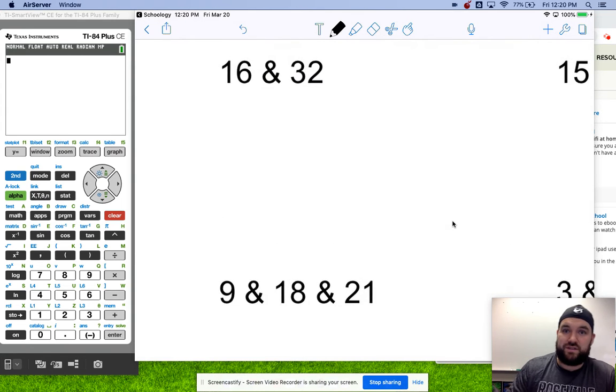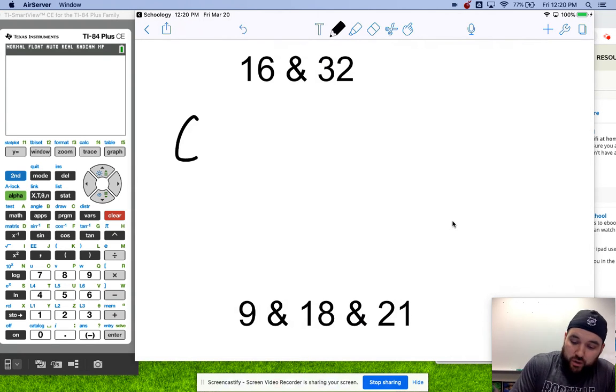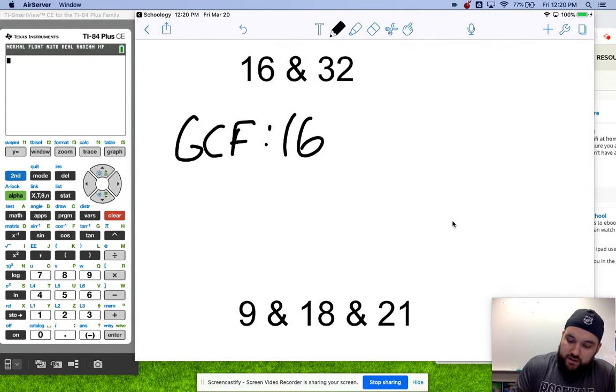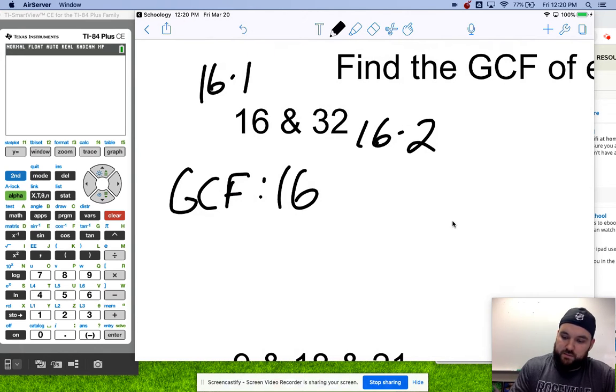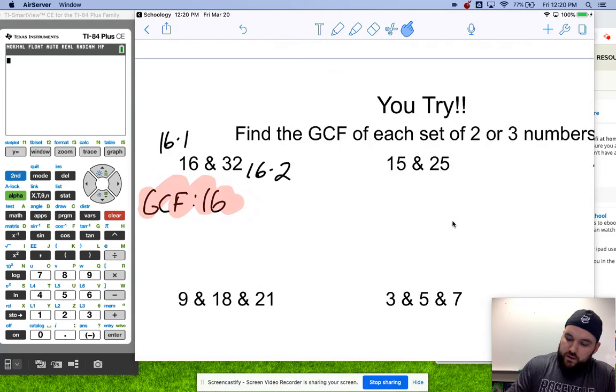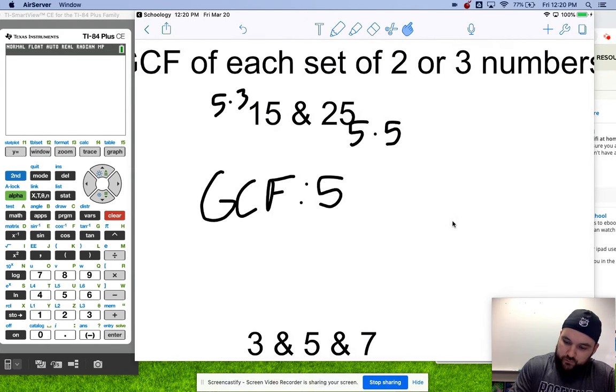All right, 16 and 32. This is actually a tricky one right out of the gate, right? 4 goes into both, 8 goes into both, but actually the greatest common factor of these is 16 itself, because I could write this as 16 times 1, and I could write 32 as 16 times 2. So the GCF is 16. Okay. 15 and 25. I know 5 goes into both. This is 5 times 3, and this is 5 times 5. 3 and 5 have nothing in common, so the GCF is indeed 5 here.